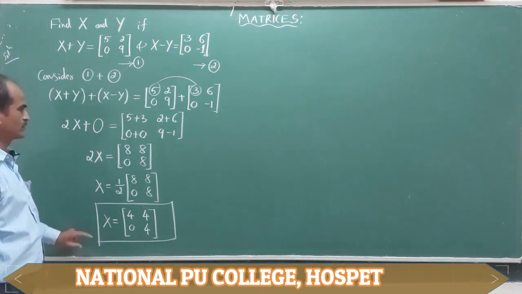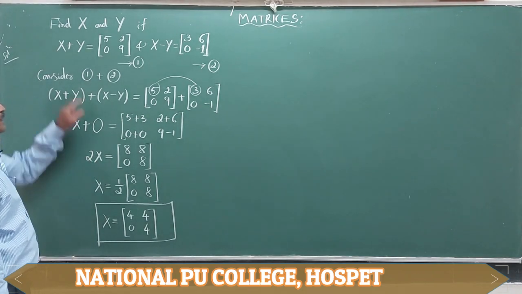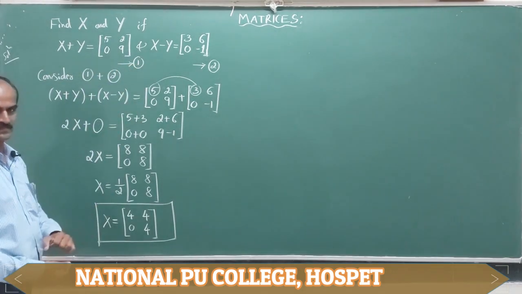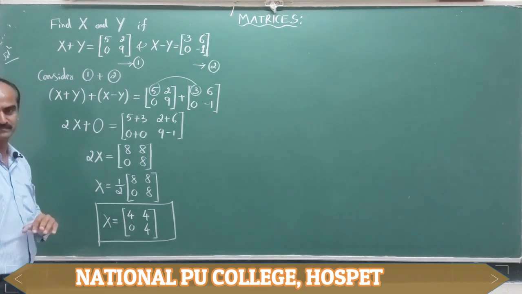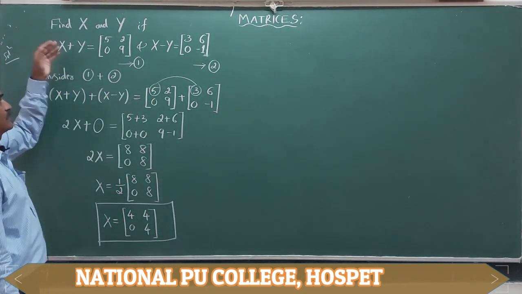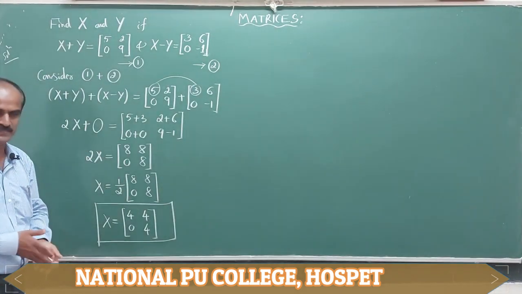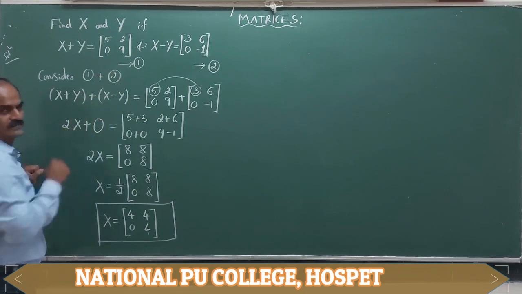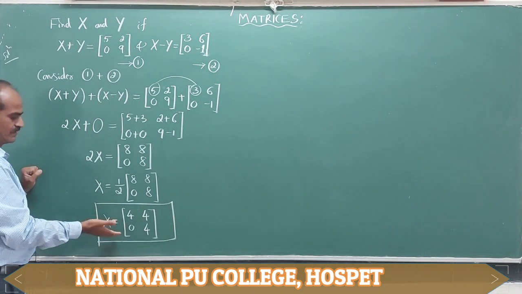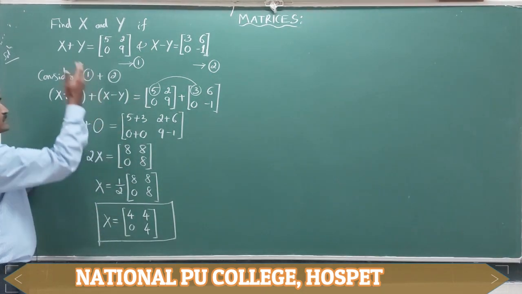Required to find out matrix Y. How can I get Y? Two methods. Here, in order to get X, we eliminated Y. In order to get Y, I had to eliminate X. That is one method. Otherwise, you substitute this matrix X in any one of these equations. Now let me do that. I am substituting this matrix X in equation 1.